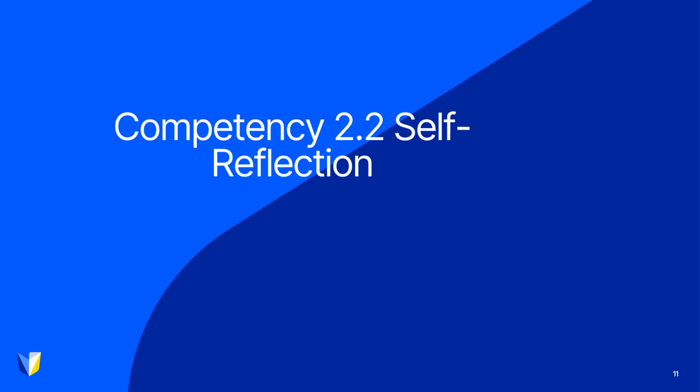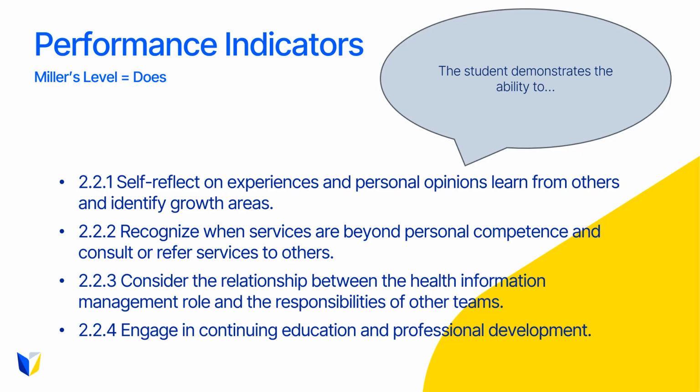Competency 2.2, self-reflection. This competency is measured at the Miller's level of does. So here are our performance indicators. Remember to keep in mind, the student demonstrates the ability to self-reflect on experiences and personal opinions, learn from others, and identify growth areas. Recognize when services are beyond personal competence and consult or refer services to others. Consult the relationship between the health information management role and the responsibilities of other teams. Engage in continuing education and professional development.